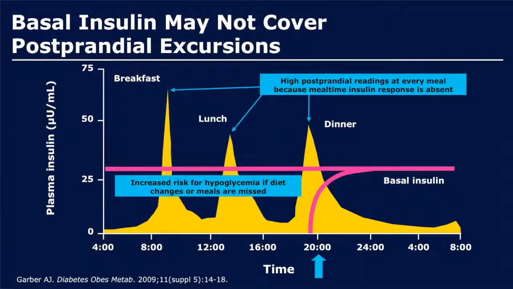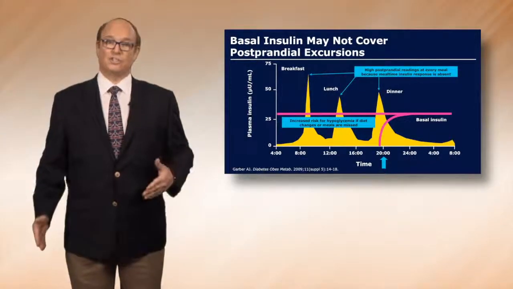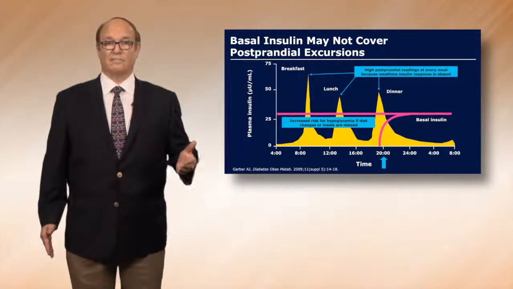In this hypothetical diagram, blood glucose levels during a typical day are represented by the yellow curve. In a patient receiving high doses of basal insulin, fasting plasma glucose levels may be within recommended ranges, but postprandial excursions continue to exceed recommended levels. Such patients are also at increased risk for hypoglycemic episodes if their diet changes or they miss a meal because of continuously high insulin levels.